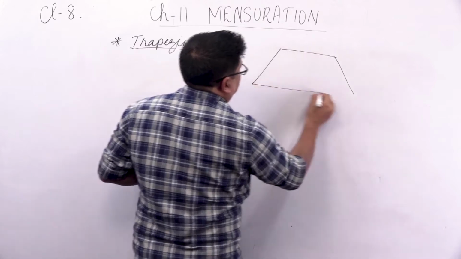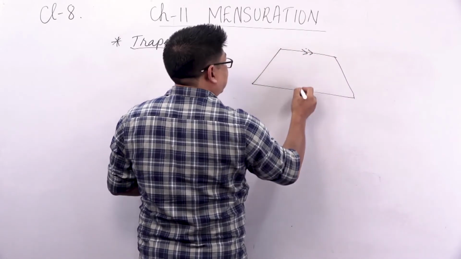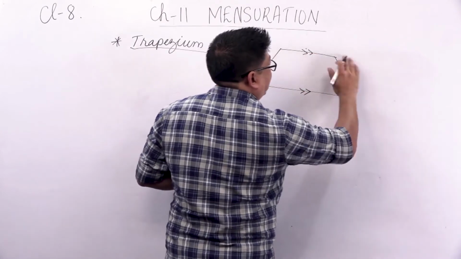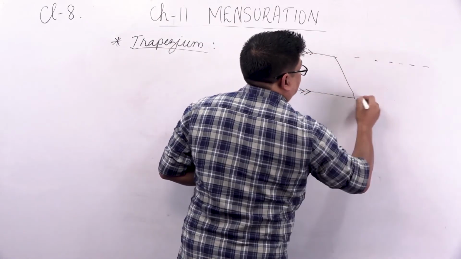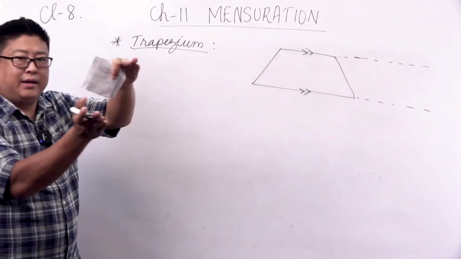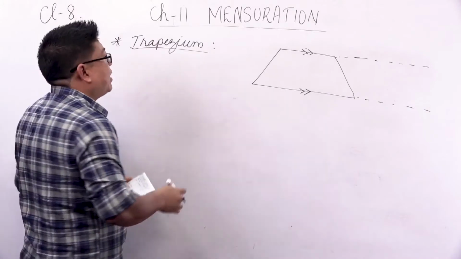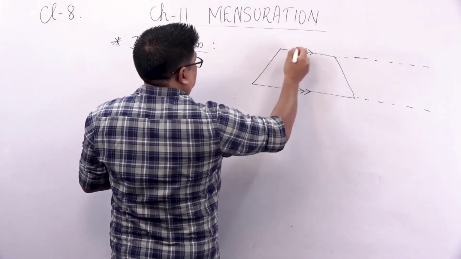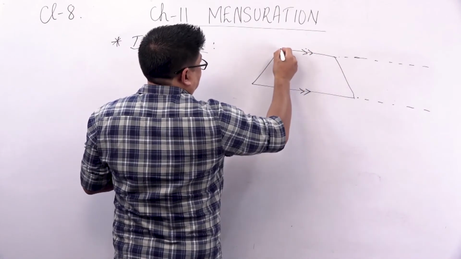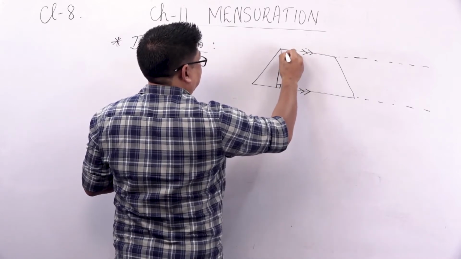Now in trapezium, let's say I have this. So this side and this side are parallel to each other. That means they will never intersect. If you produce them, they will keep going in the same path. They will never touch each other. All right. So these are your opposite sides, and this is the perpendicular, and this will be your height. Okay.